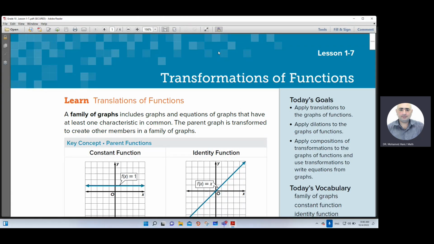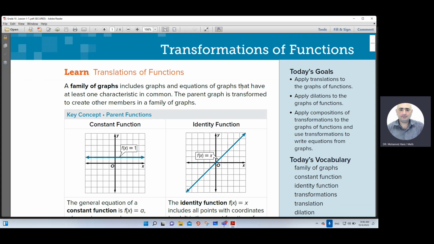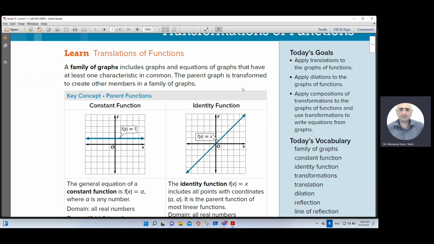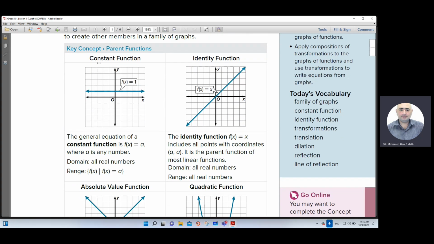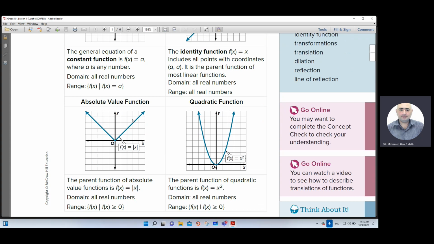Math grade 10 Algebra 2. We are in module 1, lesson 7, the last lesson of this module. Last week we started this lesson, transformations of functions, and we learned the translations of functions, a family graph. We learned the meaning of the constant function, the identity function, the absolute value function and the quadratic function.